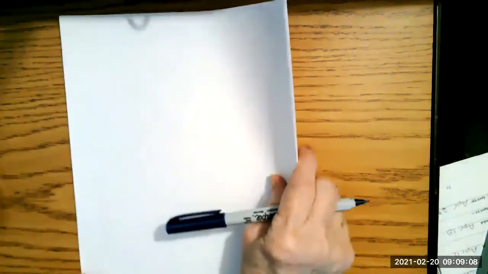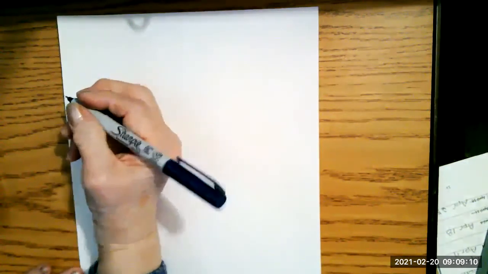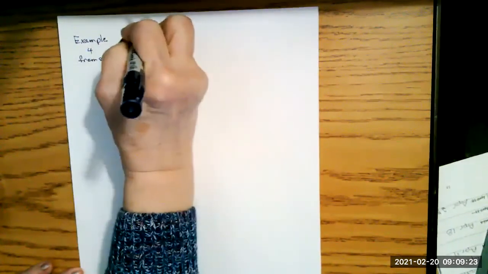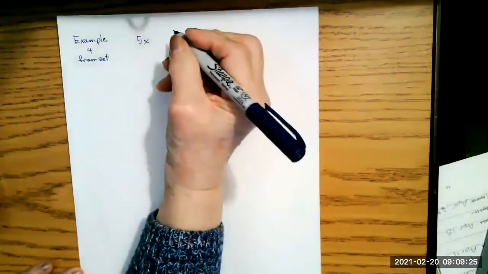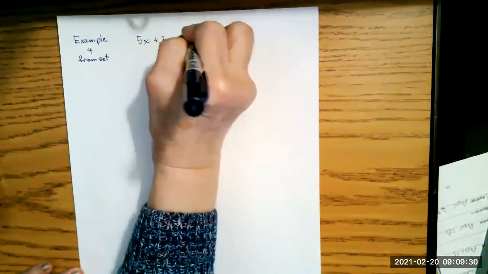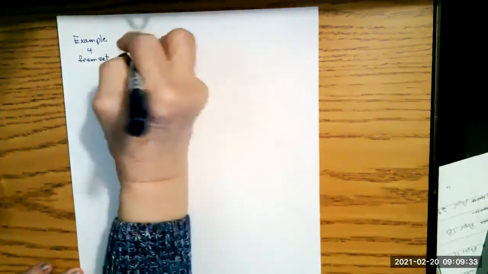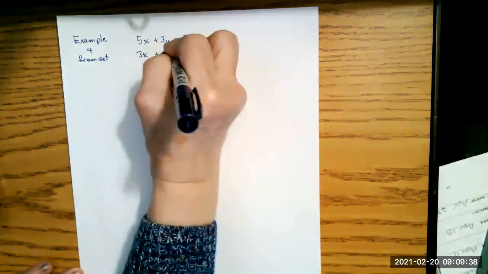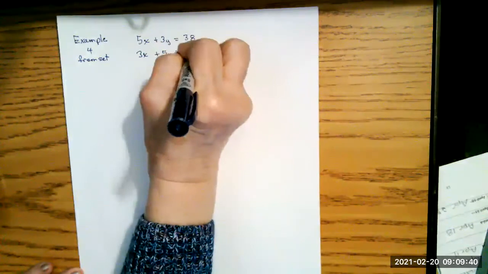Example 2. This is from the section 3.5 and 3.6. My example on this one is actually number 4 from your set. It has 5x plus 3y equals 38. And it has the second equation of 3x plus 5y equals 42.